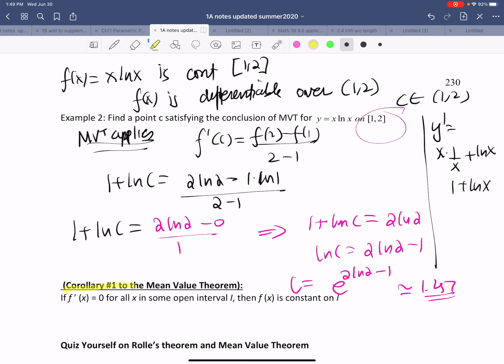Corollary to the mean value theorem: if f prime of x is 0 for all x in some open interval I, then the function is constant. If the derivative is 0 at every point, then the function is a constant function. The function doesn't go up and down.